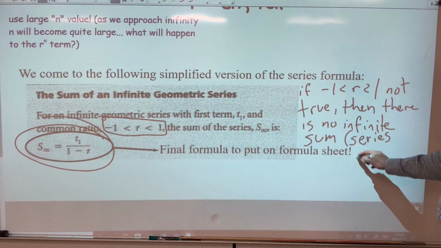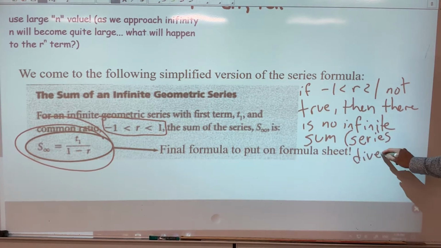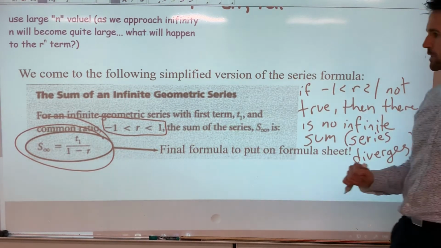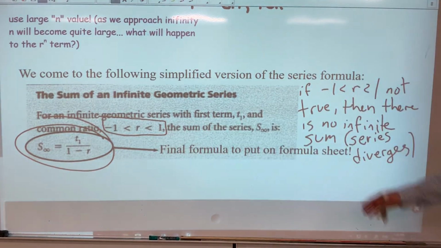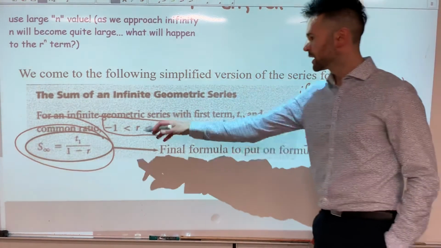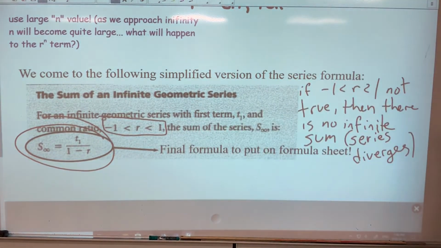So we'll write: series diverges. You will get a couple of theory questions that might say, here's a geometric series, does it converge or diverge? And all you have to do is say, well, the R value is 3, so it's not between -1 and 1, so it diverges. That's all you'd have to say. We'll do a couple of examples right away. Are you guys ready?